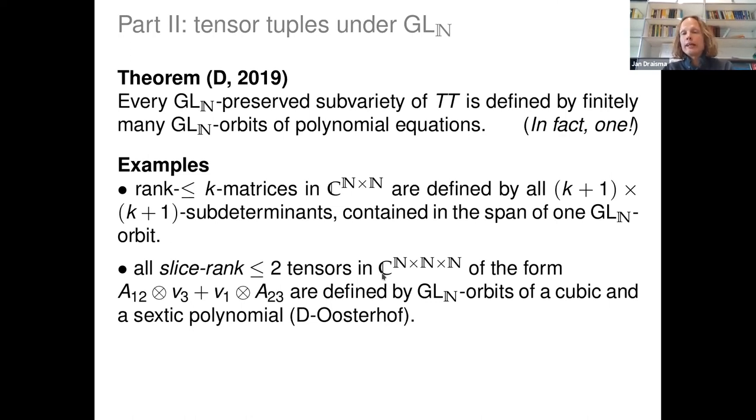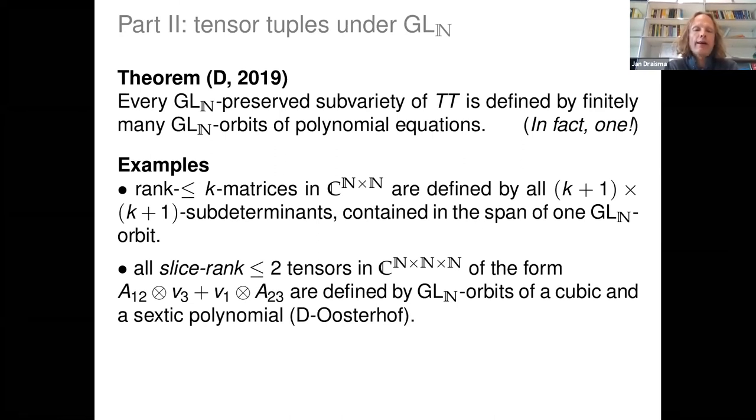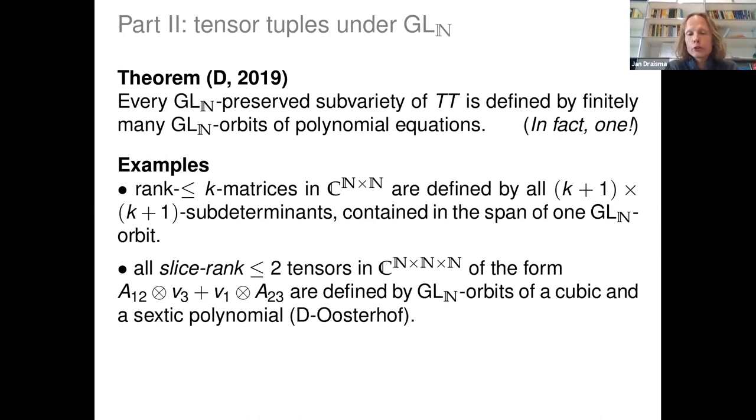And it turns out this is a closed subset of the variety of three-way tensors. And it turns out that you can describe it at least set theoretically by the GL infinity orbits of a cubic polynomial and a sextic polynomial. And as I said, if you want to be pedantic, you can also make one polynomial out of it, but you would have to square this cubic and use different variables and add it to this sextic. So it's not a very natural thing to do, actually.